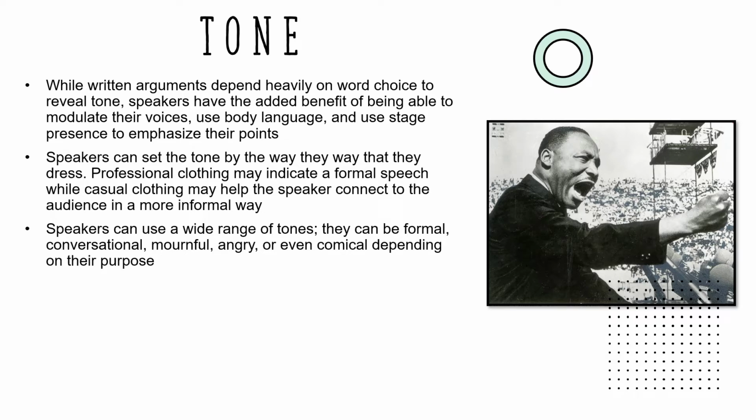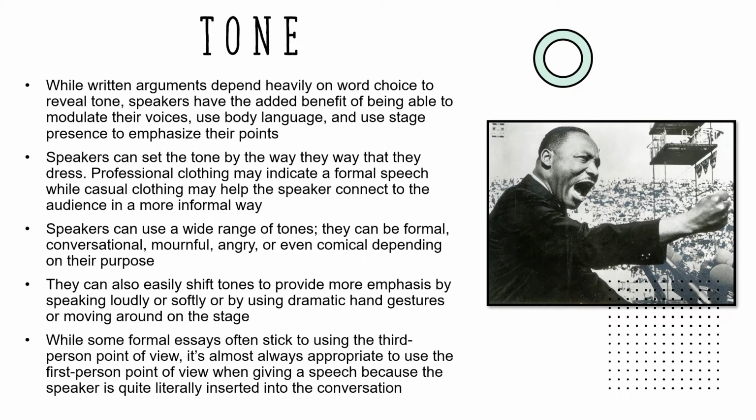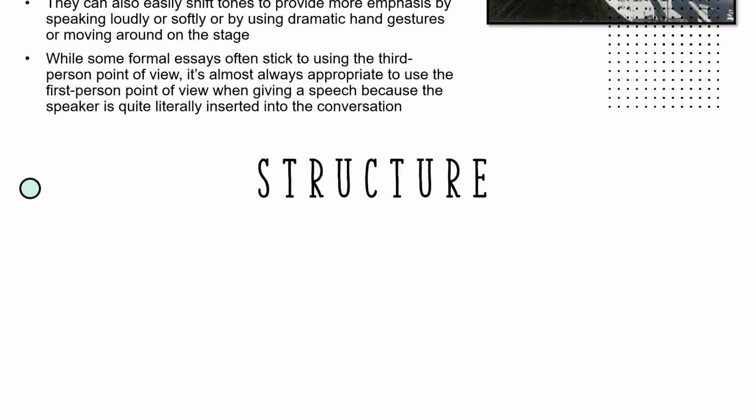They can be formal, conversational, mournful, angry, or even comical, depending on their purpose. They can also easily shift tones to provide more emphasis by speaking loudly or softly, or by using dramatic hand gestures or moving around on the stage. While some formal essays often stick to using the third-person point of view, it's almost always appropriate to use the first-person point of view when giving a speech, because the speaker is quite literally inserted into the conversation.